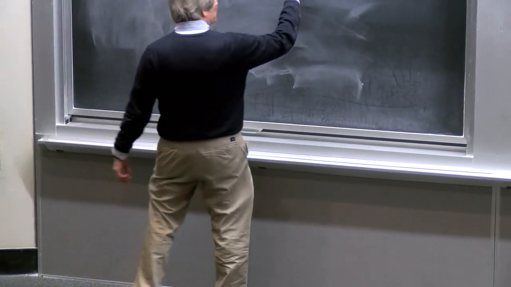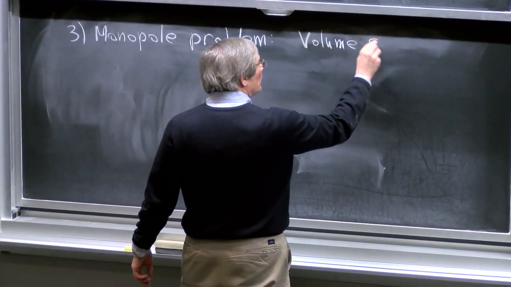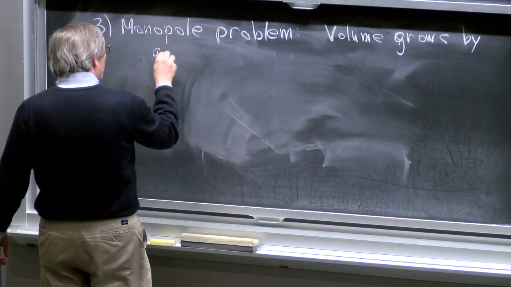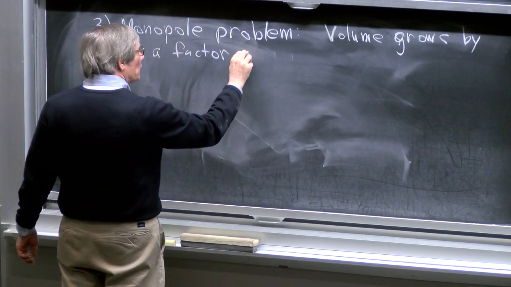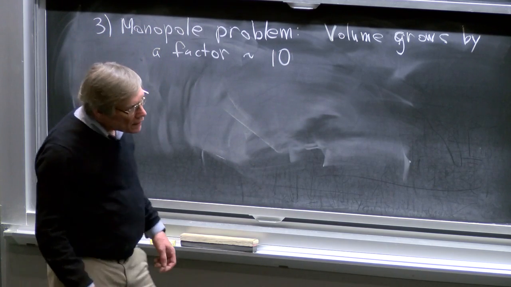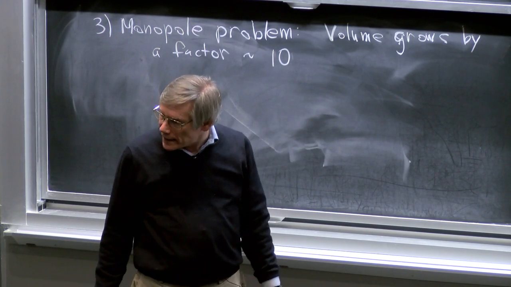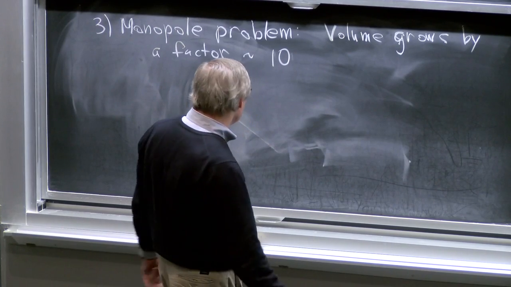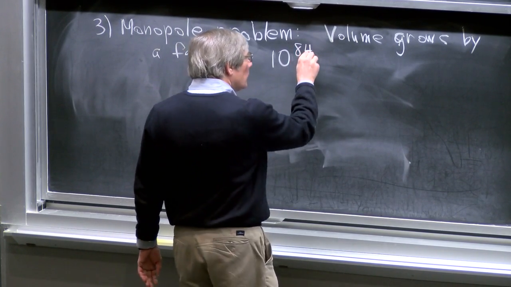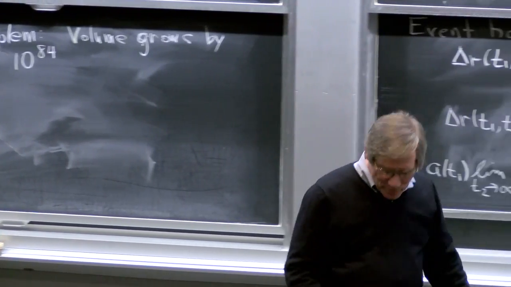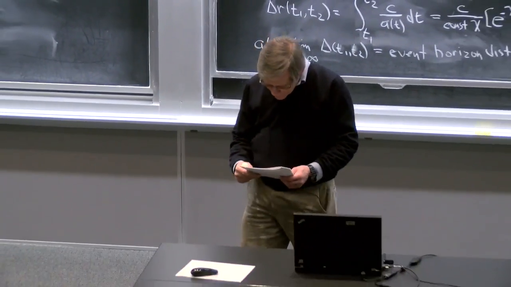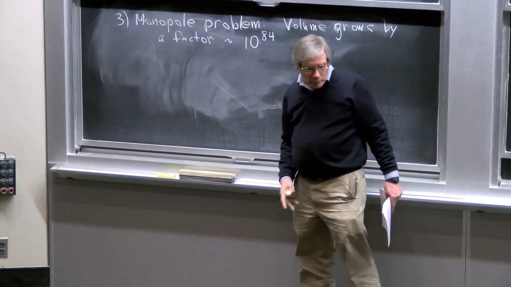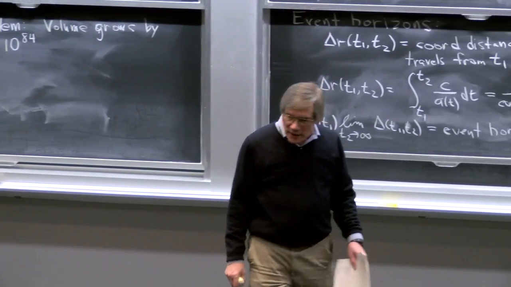So the basic idea here is that the volume goes by a factor of the order. Using our sample numbers, it's linearly growth by a factor of 10 to the 28. Volumes go like cubes of linear distances. So 10 to the 28 cubed is 10 to the 84, I think. Probably right. And that means that we can dilute these monopoles by a fantastic factor and make everything work if we just arrange for the monopoles to be produced before the exponential expansion sets in.